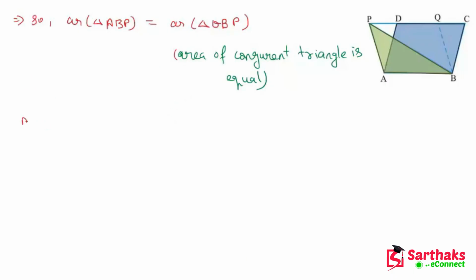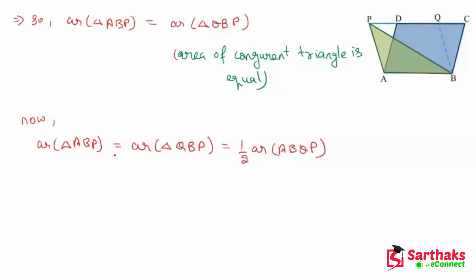Now we know that area of triangle ABP, which is equal to area of triangle BPQ, is equal to half of the area of parallelogram ABQP, because diagonal PB divides the parallelogram ABQP into equal areas. So we can write area of triangle ABP is equal to area of triangle QBP, which is equal to half of the area of parallelogram ABQP. Got it?